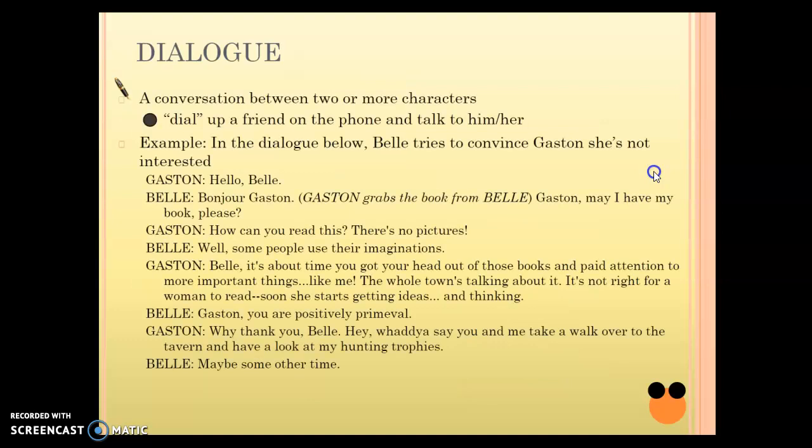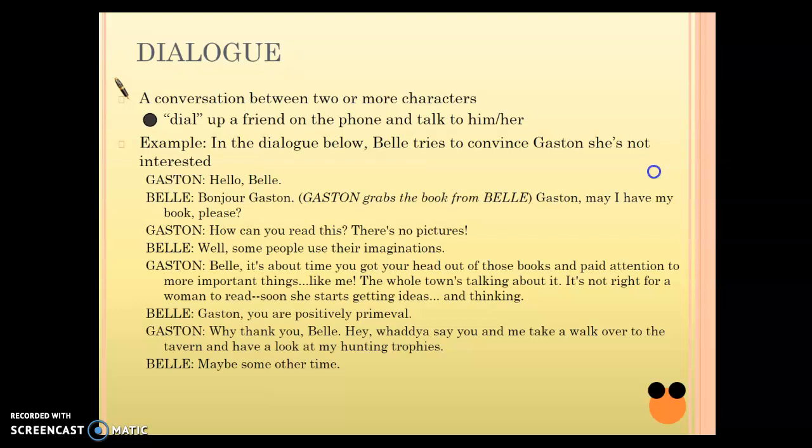Dialogue is a conversation between two or more characters. Dialogue allows the actors to dial up a friend on the phone or talk to him in person. For example, below, Belle tries to convince Gaston she's not interested.